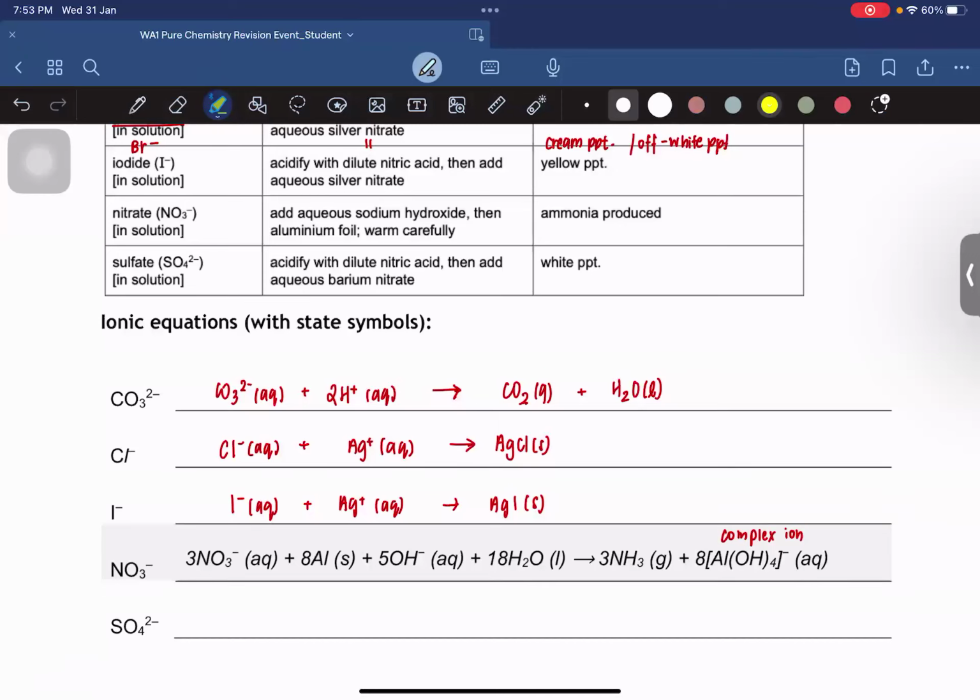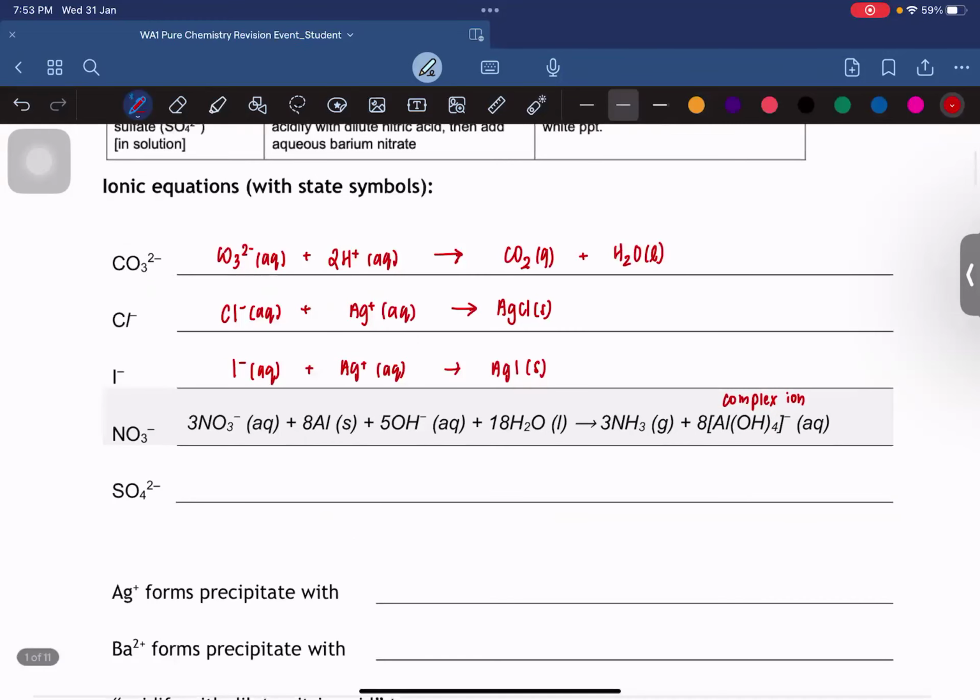Now, I need you to take note of these because when we test for sulfate, yes, we do barium nitrate. But if the question decided to change to lead nitrate, is it still possible? Yes, because lead(II) nitrate is also insoluble. So don't be too fixated on what the question gives you. If I say barium nitrate, it doesn't mean that I need to use barium nitrate. If I change it a bit to calcium nitrate, this test is still possible. So in that case, what is the white precipitate formed?